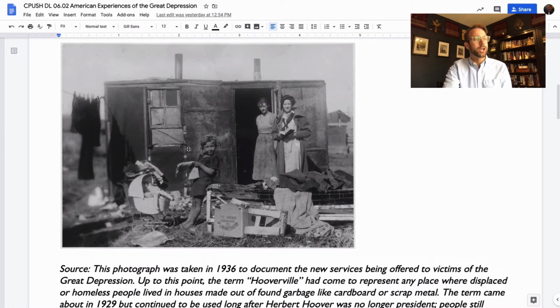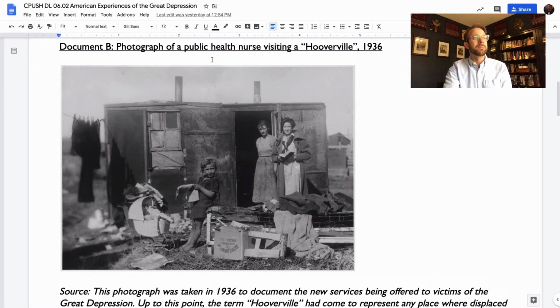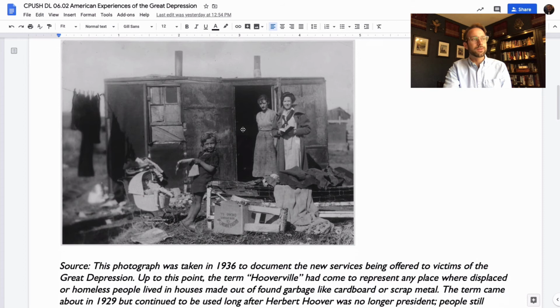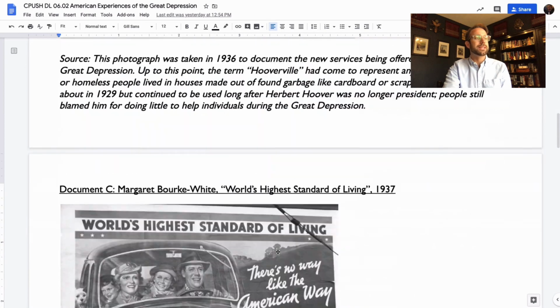So we have a child right here, presumably the mother right here, and notice the person looking directly at the camera and looking like she's probably dressed a little bit better. It says in the source line that this was a public health nurse visiting a Hooverville. So what this tells us is these two people were living here, but she was arriving to figure out how she can help them more. Okay, so that kind of breaks down the image.